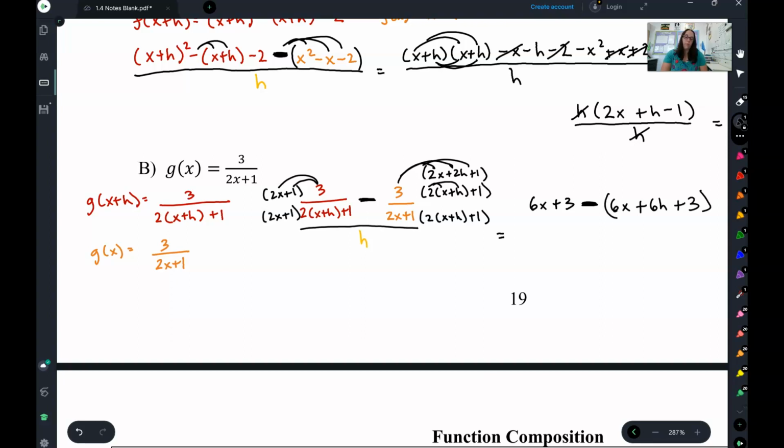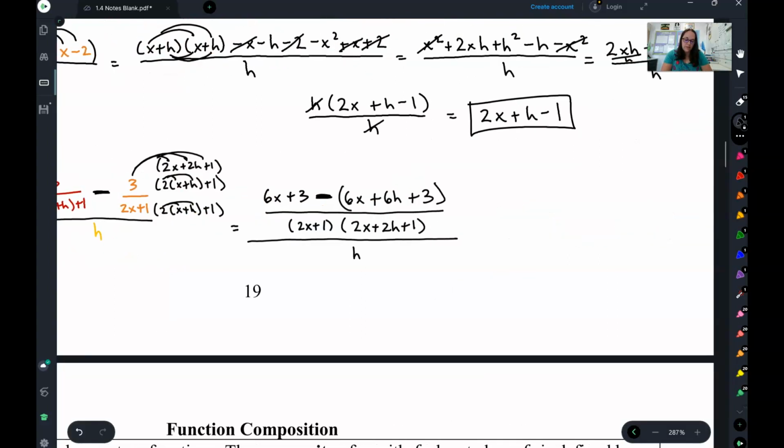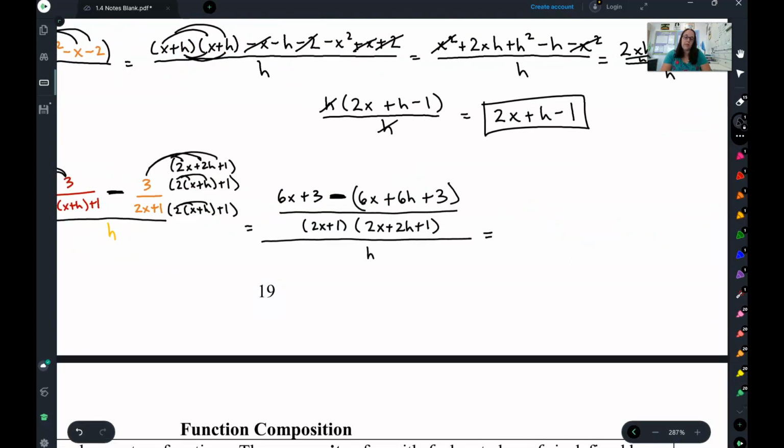And now I want my parentheses because now I can distribute that negative. And it's all over our common denominator, which is 2x plus 1 times 2x plus 2h plus 1. Just distributing that. And this is still all over h. So we still have fractions and fractions here. That has not gone away yet, which means we still have work to do. So let's distribute this negative and see what happens.